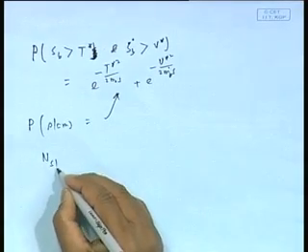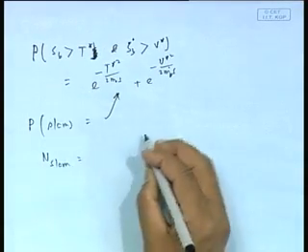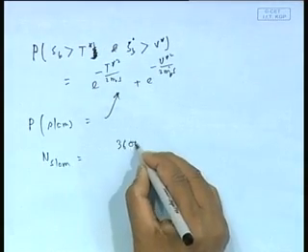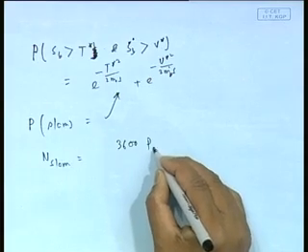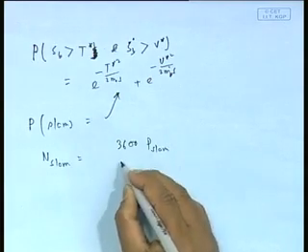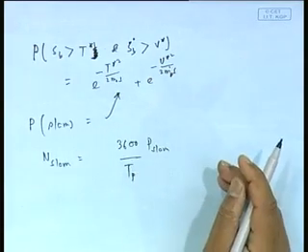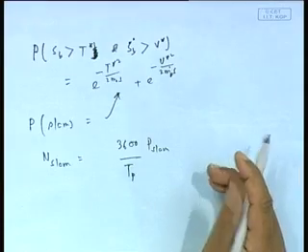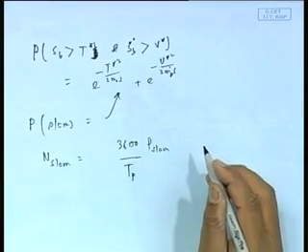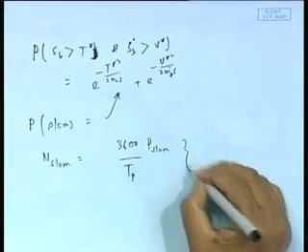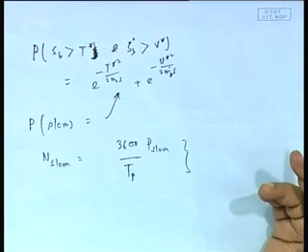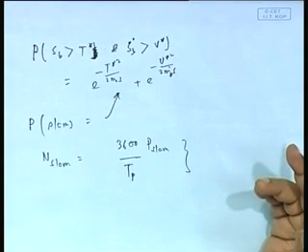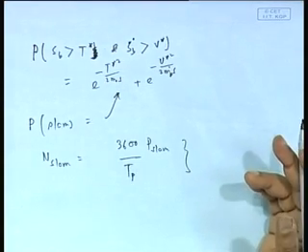Then of course I can find out the number of slams per hour exactly the same way: 3600 by P slam by TP, where TP is again the period we get by 2 pi root m2 by m1. So you see what is happening. Then this TP I can find out again by this m2 and m1.